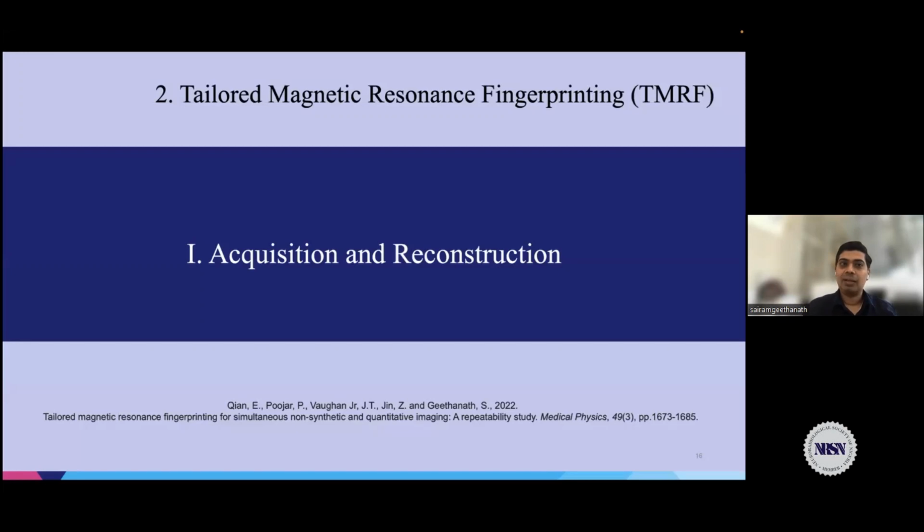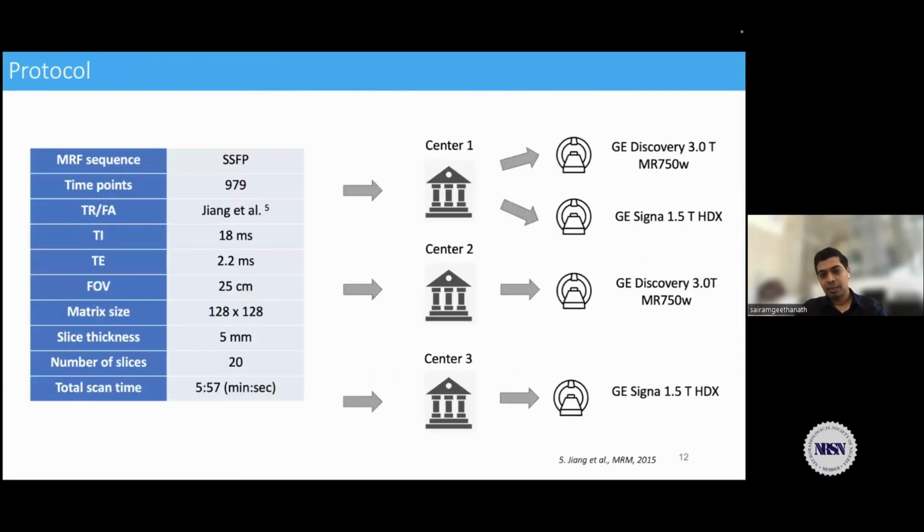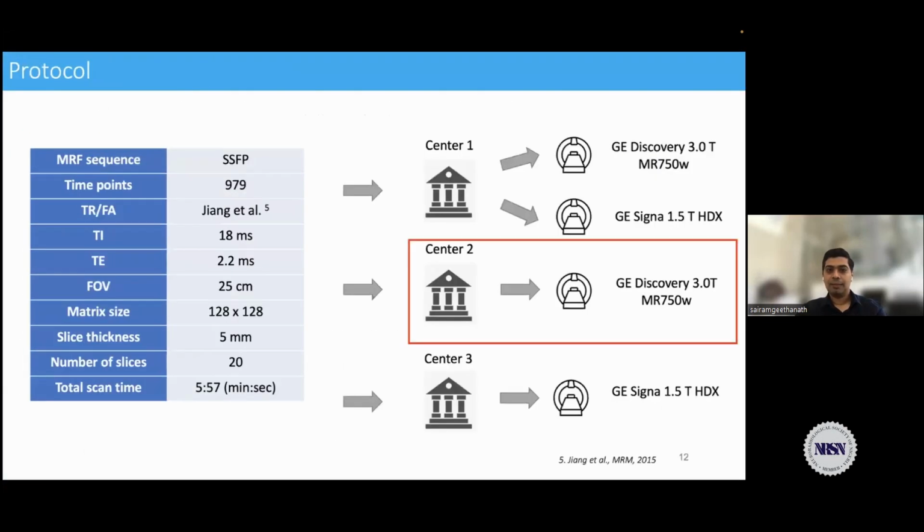With that, I'd like to get to the second topic, which is tailored magnetic resonance fingerprinting. Details of this can be found in the medical physics article, and I'm not sure whether I showed this, but there's another medical physics article. Oh, here. The other medical physics article, which captures the multi-site studies, is in that reference.